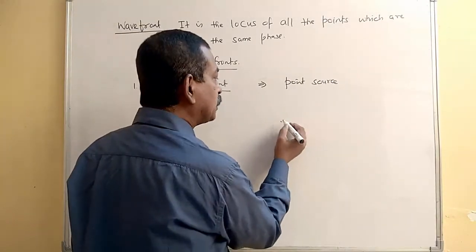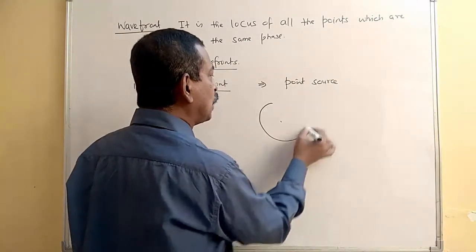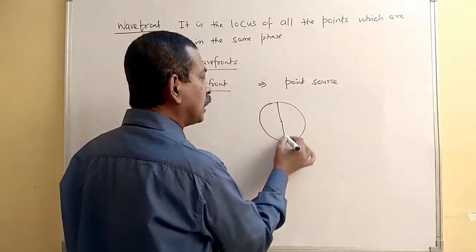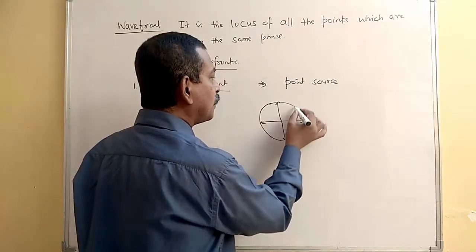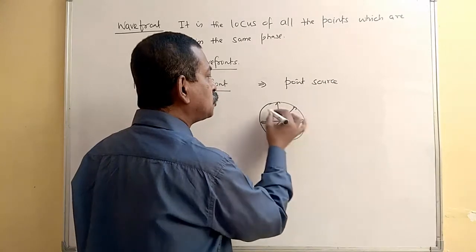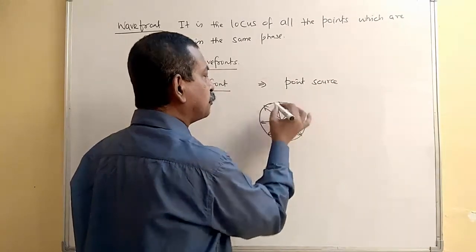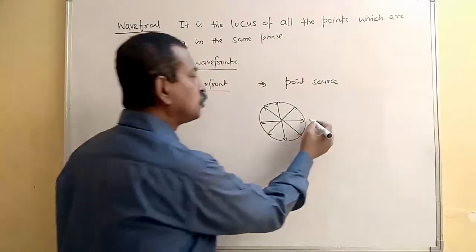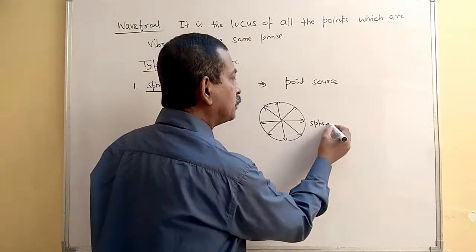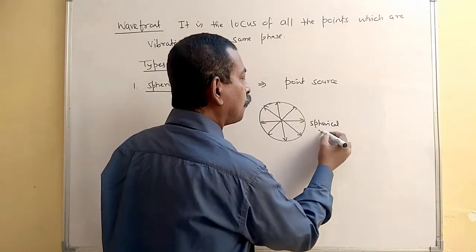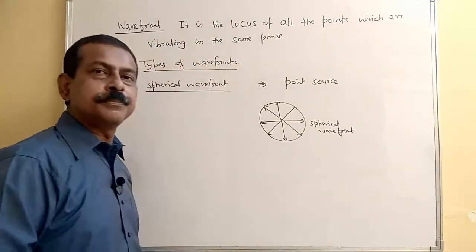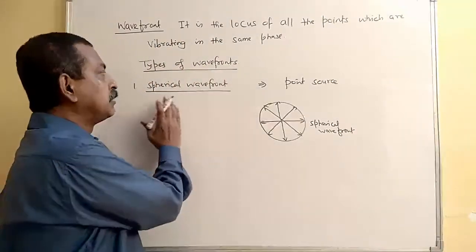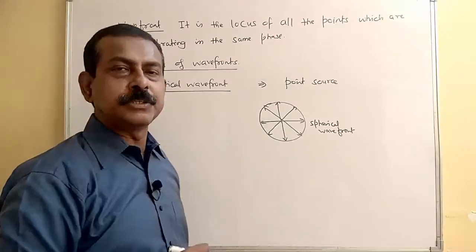Like again, we can show it here that suppose you have a point source at this point, it is giving out wave in all directions. So it will give rise to a spherical wavefront. So this is your spherical wavefront. So a point source will give rise to a spherical wavefront.